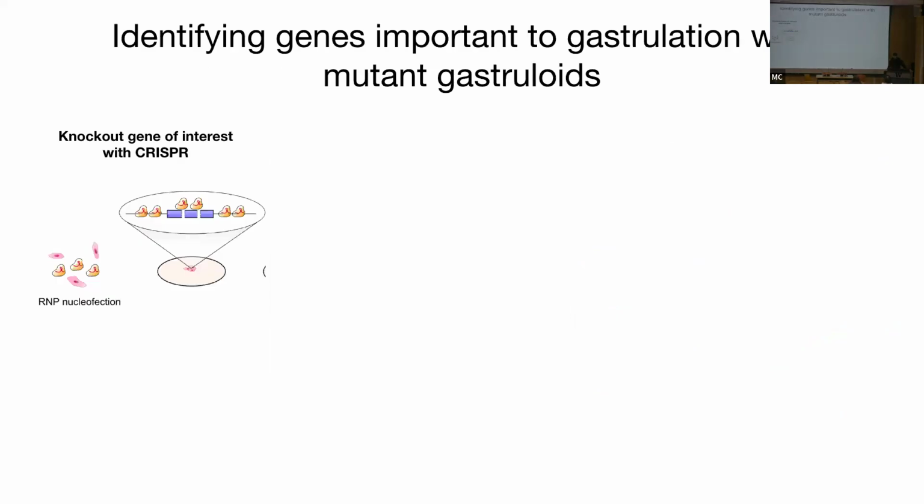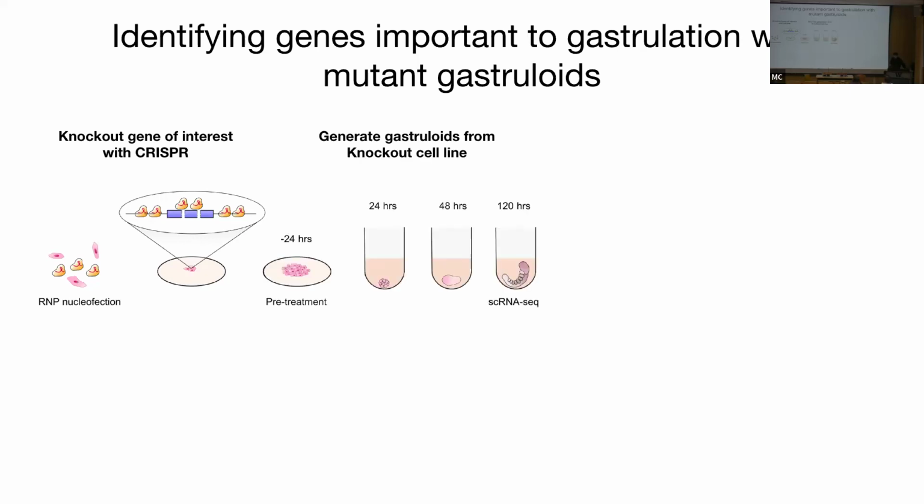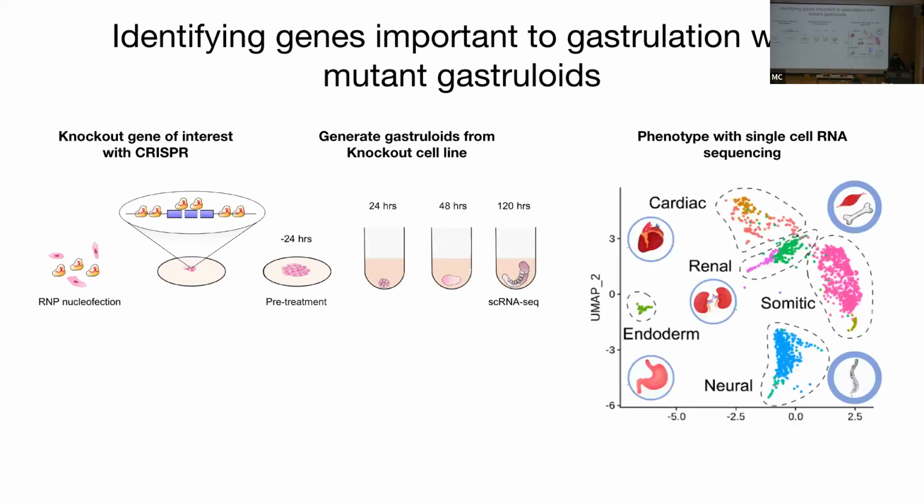Now, I'm interested in learning how the genome encodes for each of these cell types. So to do so, I want to create these gastruloids, but perturb specific genes in them, and then read out the changes in the cell types to find out if these genes are important for the development of that. So first, I knock out genes of interest using CRISPR in human embryonic stem cells. I then generate gastruloids from these knockout cell lines. And then finally, I phenotype them using single cell RNA sequencing.